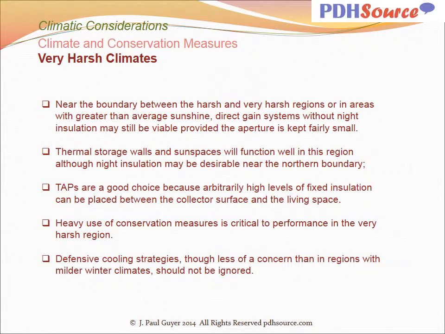Near the boundary between the harsh and very harsh regions, or in areas with greater than average sunshine, direct gain systems without night insulation may still be viable, provided the aperture is kept fairly small. Thermal storage walls and sun spaces will function well in this region, although night insulation may be desirable near the northern boundary. Thermosiphoning air panels are a good choice because arbitrarily high levels of fixed insulation can be placed between the collector surface and the living space.